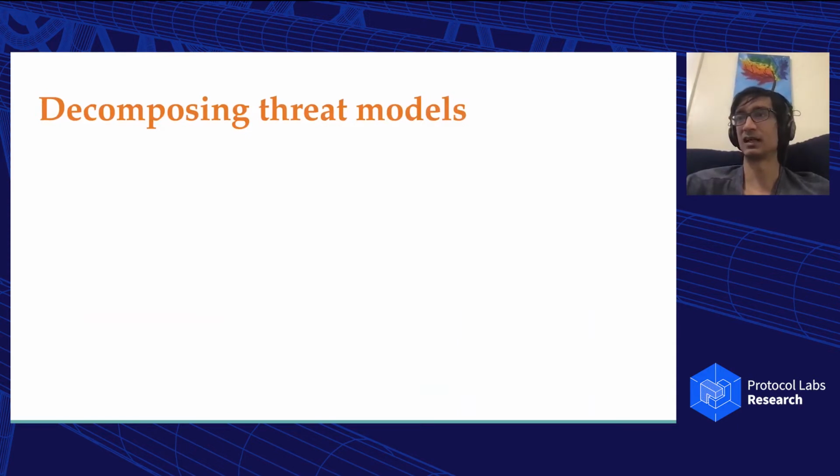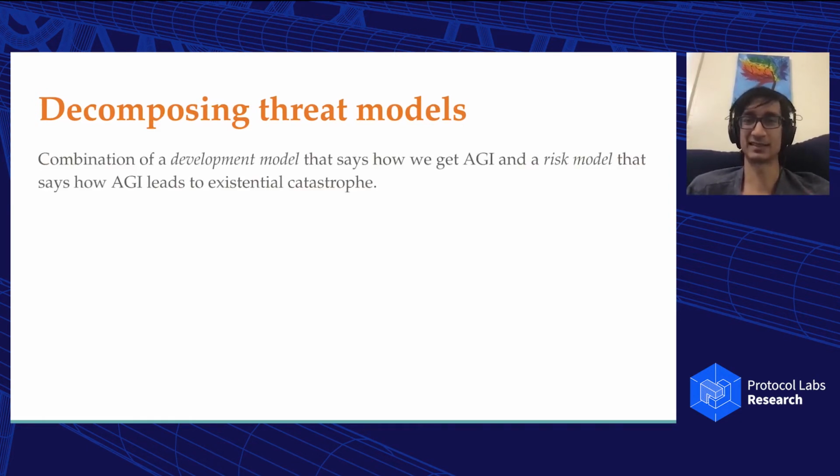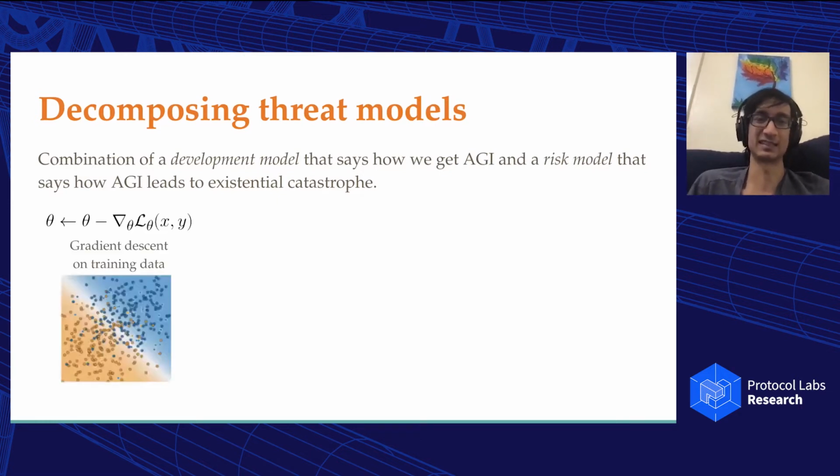So I really like this notion of a threat model, which is a combination of a development model that says how we get AGI and a risk model that says how the AGI system then causes an existential catastrophe. And so a typical story might be like, all right, we're going to do some gradient descent on training data.